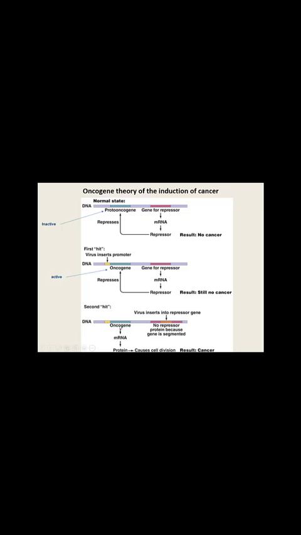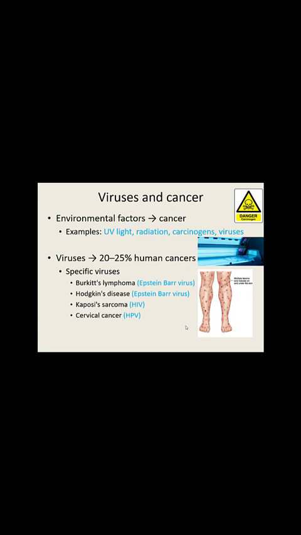And so because viruses have DNA that can incorporate into our DNA, they mess with our DNA and they can cause cancer. Now, there are lots of environmental factors that can cause cancer that mess with DNA as well. UV light messes with DNA and can cause cancer. Radiation, carcinogens, that's usually any type of cancer-causing fluid. Viruses are another environmental factor that can mess with DNA and cause cancer. So viruses actually have been linked to around 20 to 25% of all human cancers.